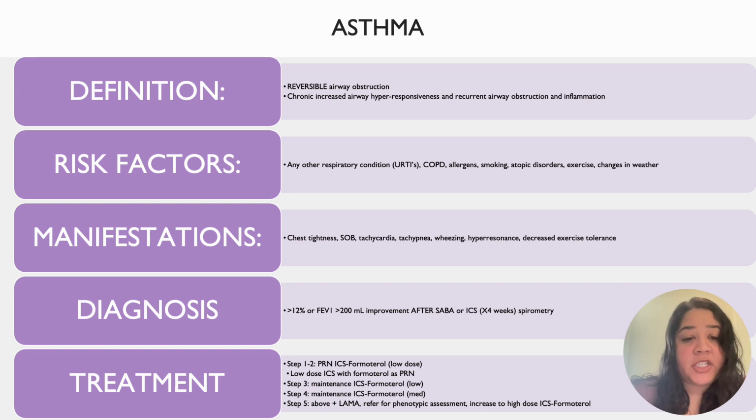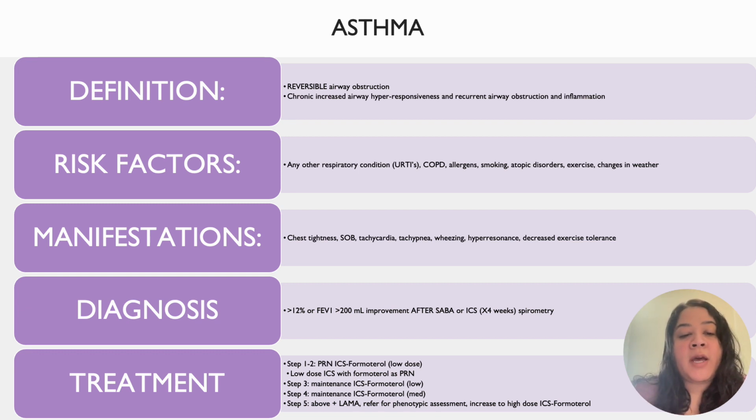The manifestations that patients most often present with will include chest tightness, shortness of breath, tachycardia, tachypnea, wheezing, hyperresonance, decreased exercise tolerance. These people feel like they can't breathe. It's difficult to really be active in their daily activities because they feel like their chest is very tight. The diagnosis will be based off of spirometry, and we would like to see an over 12% increase or over 200 ml improvement with the FEV1 after treatment of a SABA or being on an ICS for 4 weeks.